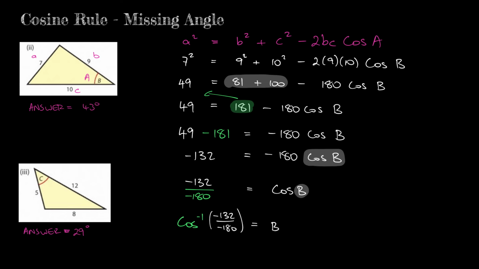So if I press shift cos, and in my fraction, I should get an answer of 42.833. So B will be equal to 42.807. And obviously to one decimal place, that would round up to 43. So in this case, my answer there, B, would be equal to 43.